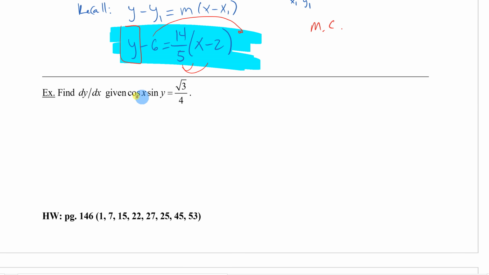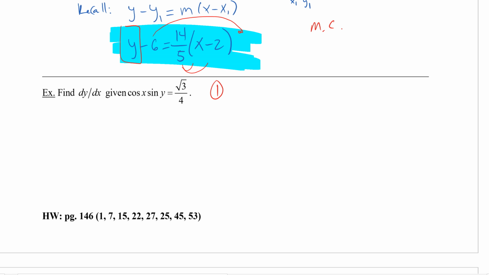Last problem. So find dy dx given cosine x times sine y is equal to square root of 3/4. I'm going to follow the same 4 steps above. Step number 1. Okay. Look at the top of the page. Step number 1 says differentiate both sides of the equation with respect to x. So let me just write what that looks like.